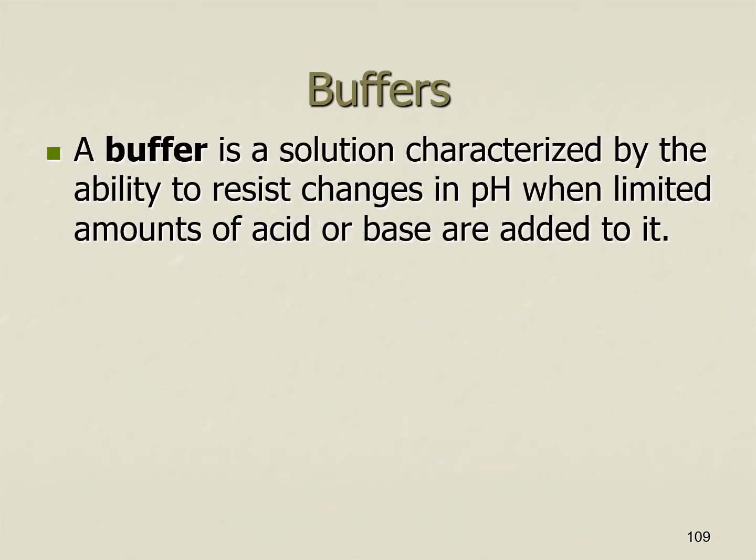Okay, so like I said earlier, when we have the weak acid and its conjugate base from another source present at the same time, what we have is a buffer. The definition of a buffer is that it's a solution characterized by the ability to resist changes in pH when limited amounts of acid or base are added to it. So the key word is limited. So a buffer can be ruined, but a buffer can help resist changes in pH.